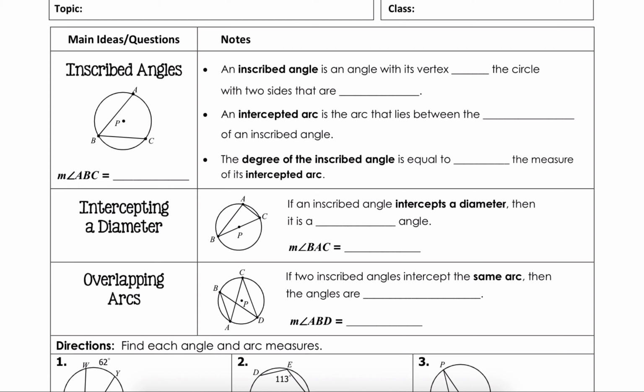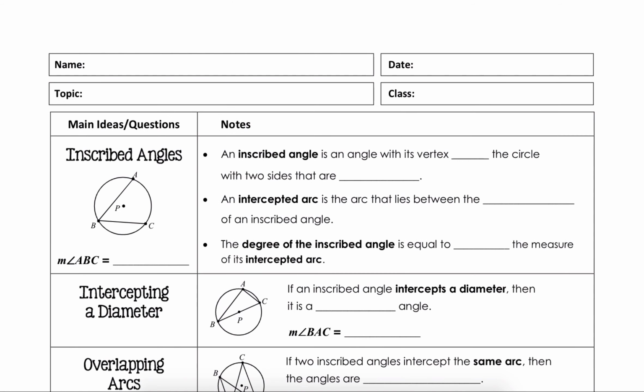Alrighty, guys, I know that you are really excited that we are getting close to winding down. We just have two more sections that we're going to look at this year. This first one is section 10.4, and it is called Inscribed Angles.